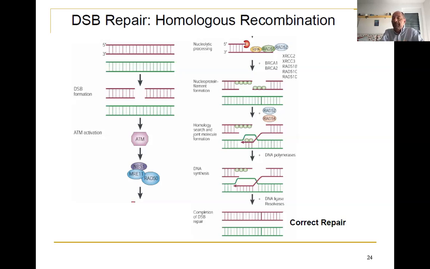So the process of homologous recombination, you understand, is not only important for repair of radiation damage, it's also important in general for the correct repair of DNA. And if you cannot do a correct repair of DNA, you can have cancer.